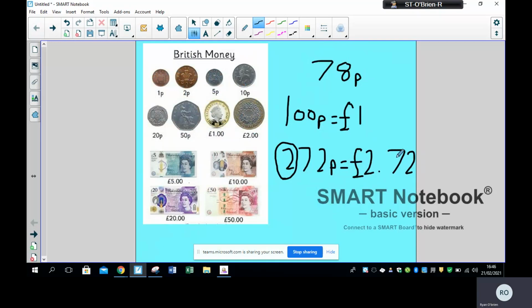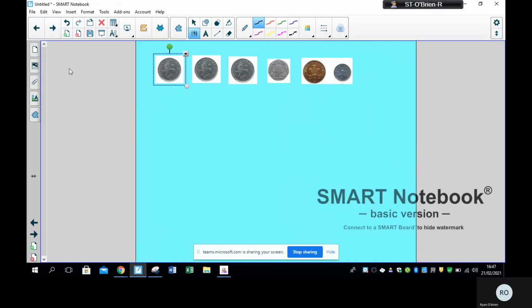Okay, so it's £2.72, and we have to make sure we have the dot there, so we know we're not looking at pounds anymore, we're actually looking at the pence this side. Okay, so that's just how money works quickly. But today we're just going to be adding money up. So you're going to be given some coins and some notes. There's only coins on this example, and you need to add it up.